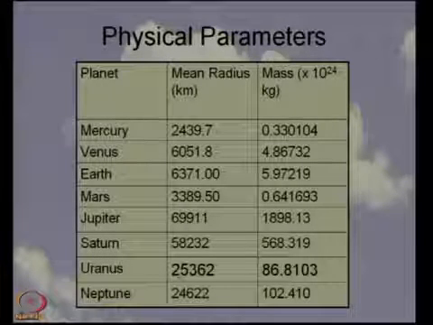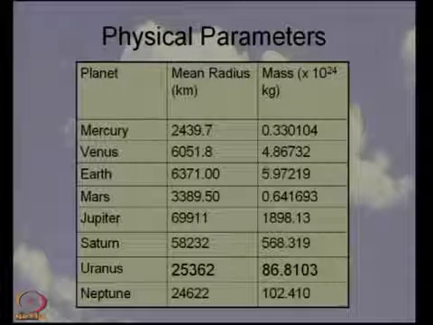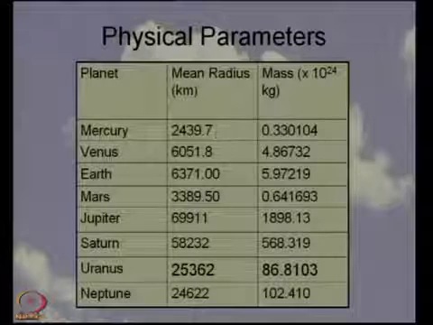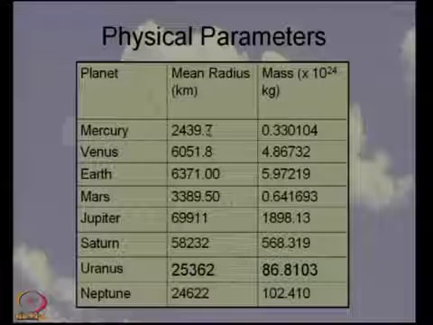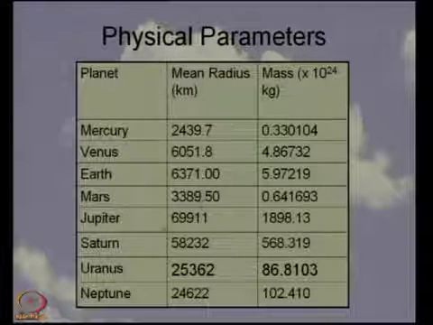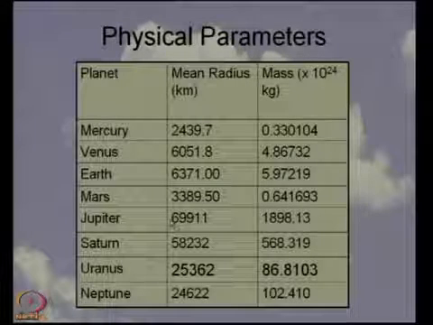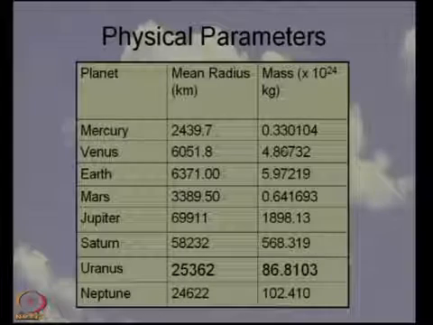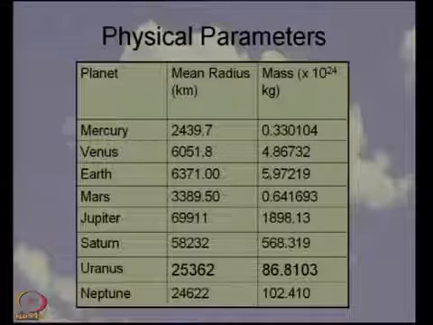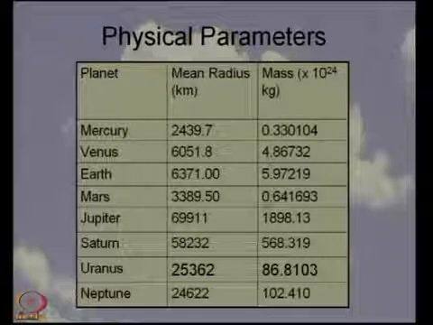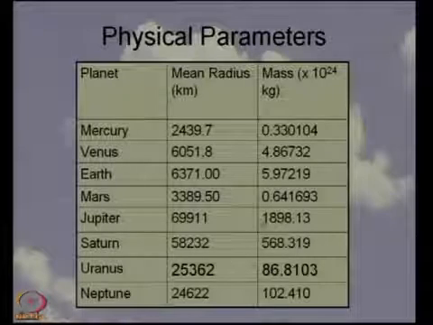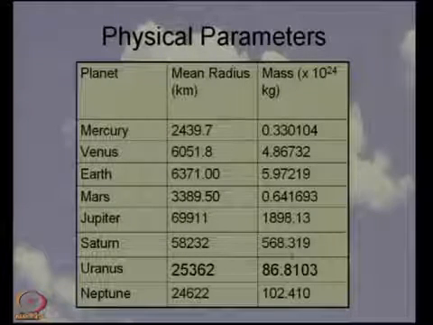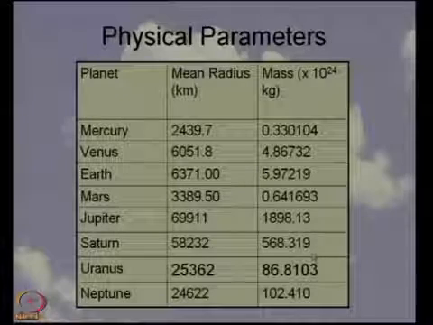Again note that the radius and the mass, both of them here, are of the order of a few thousand kilometers, and there is a drastic jump once you go to Jupiter. Similarly, the mass here, these are of the order unity, whereas here suddenly there is a big jump, it becomes 1000, okay, and the values here are much larger.